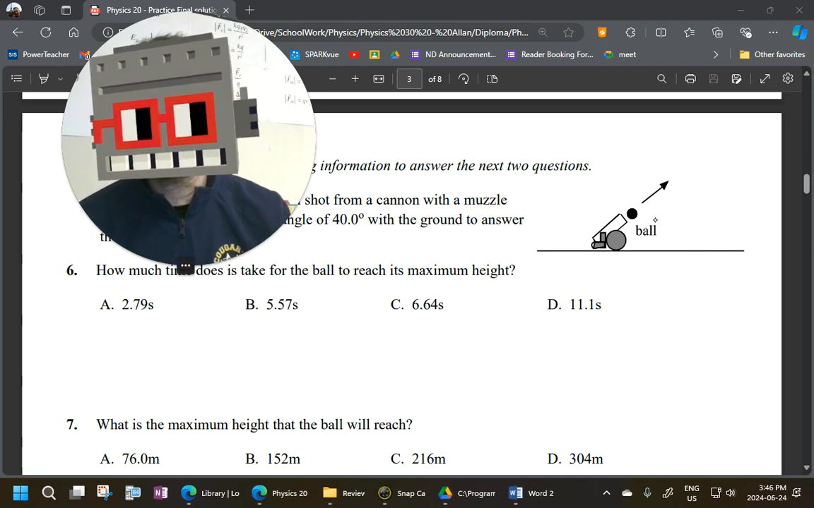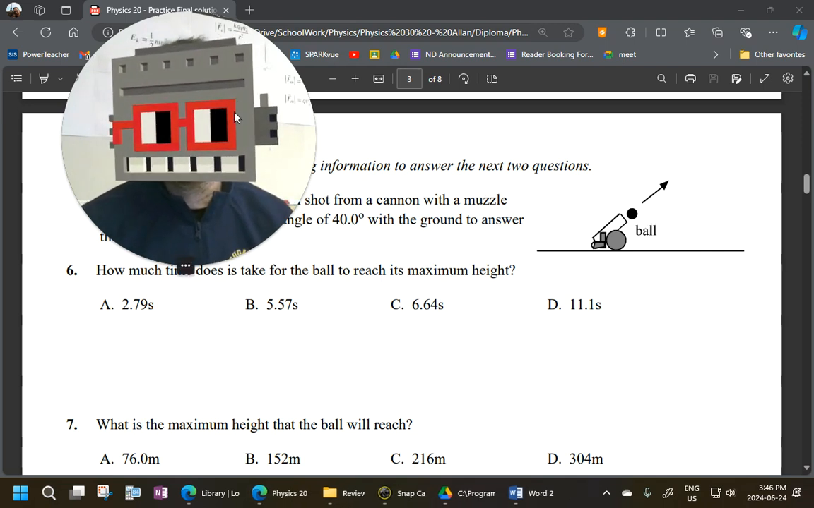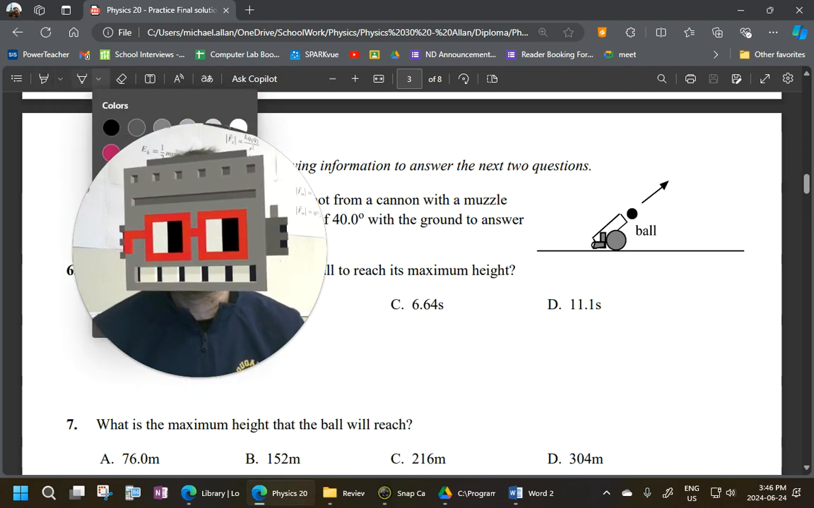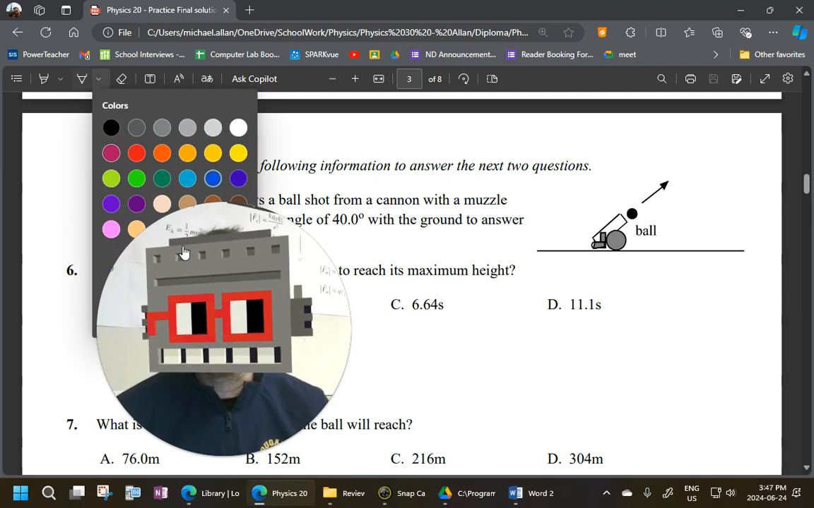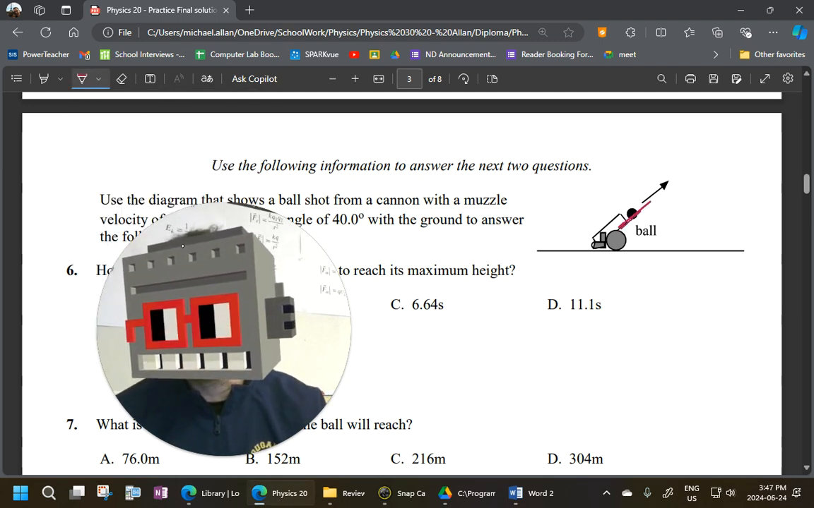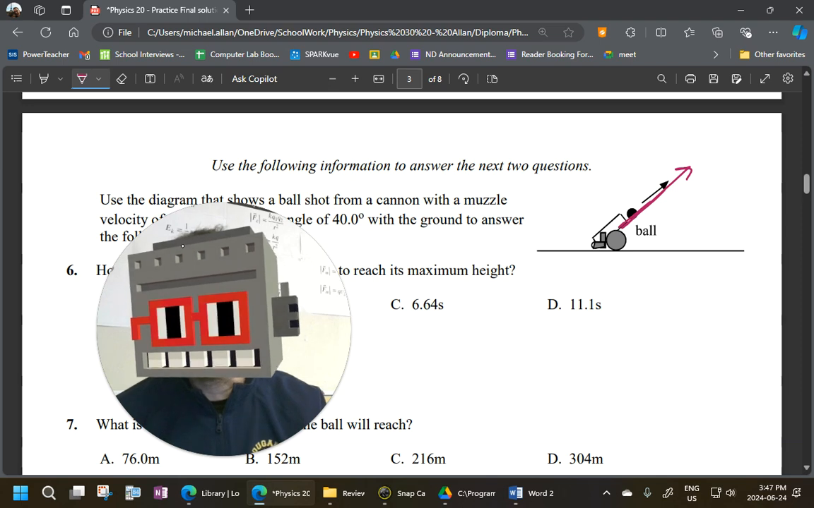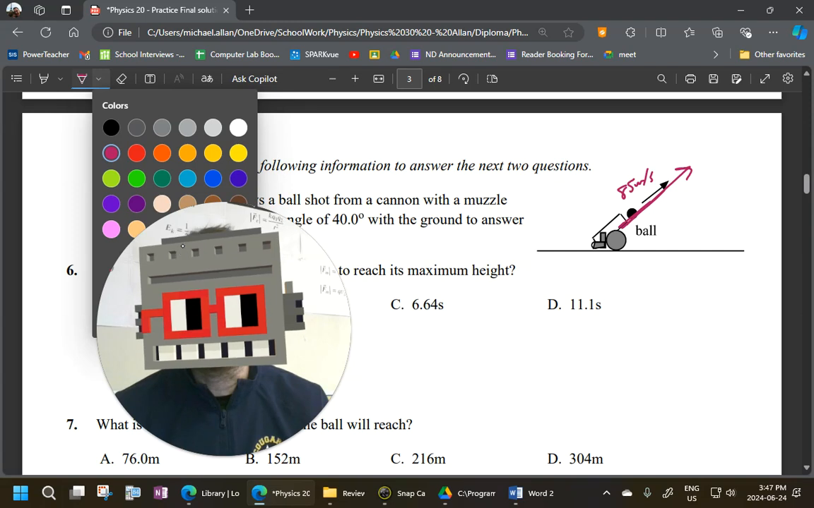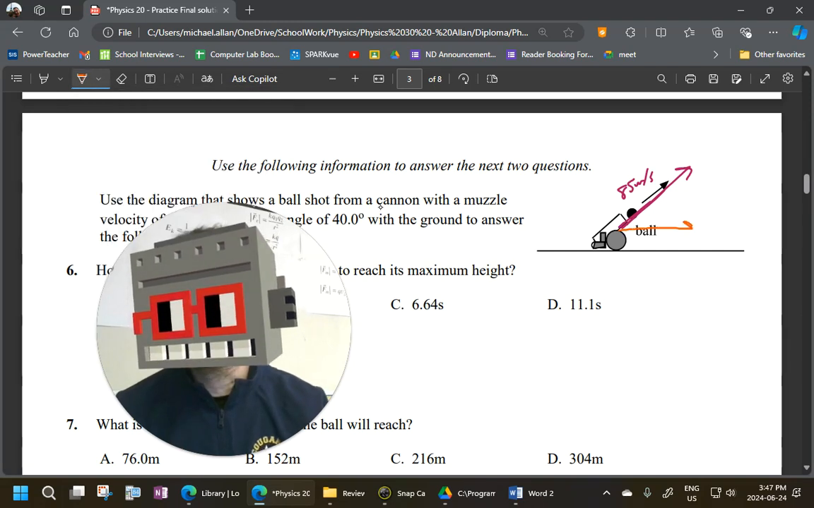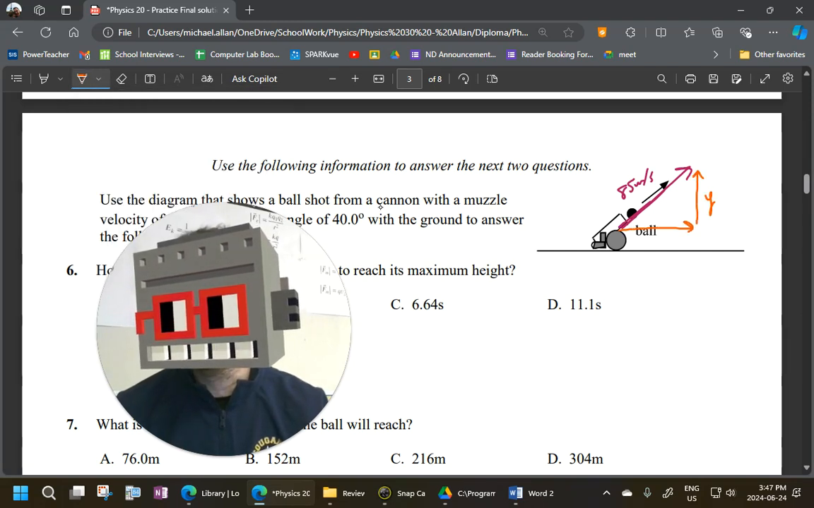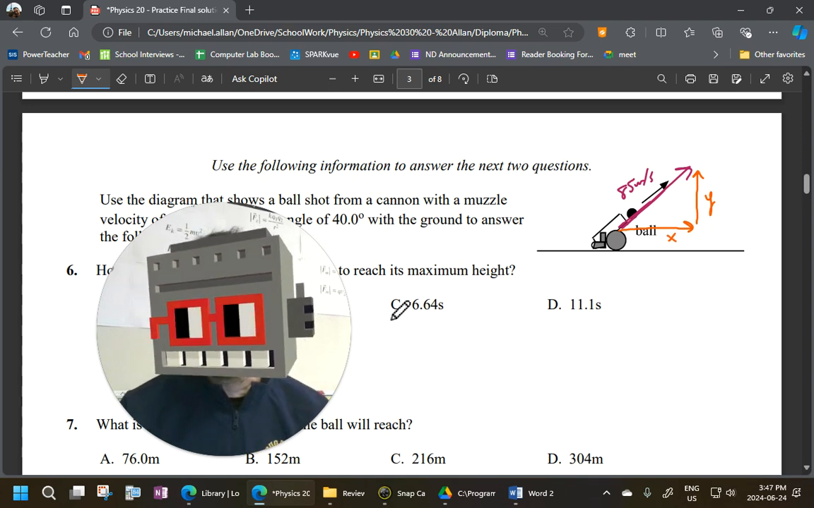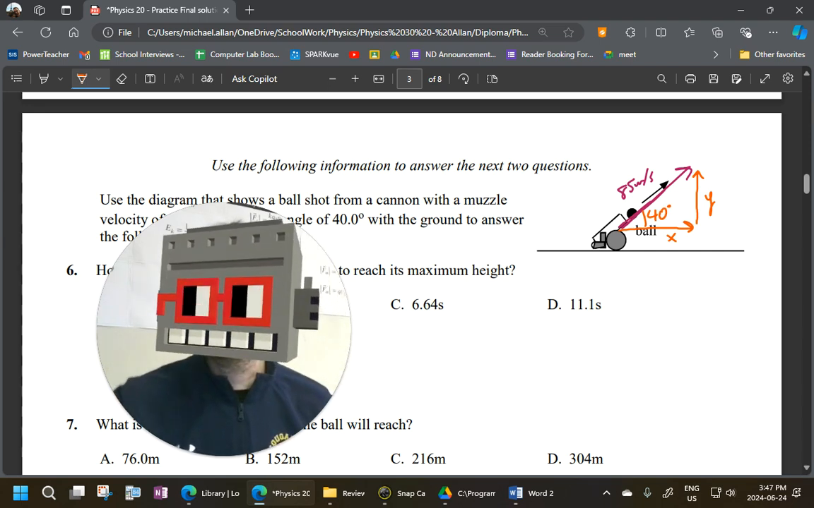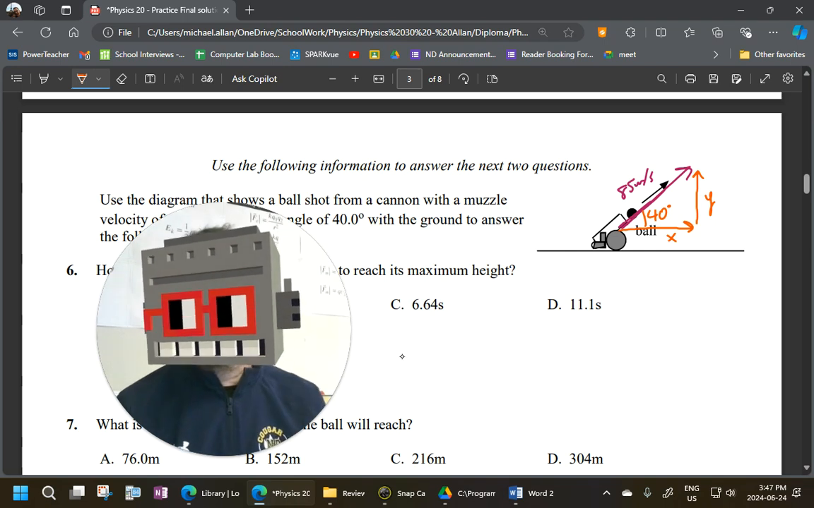But let me just draw out a little vector diagram first, because this is going to be one of those T-chart questions. We want to figure out the components of this velocity. Right now the velocity is 85 meters per second, and we have an X and a Y component to this. The Y component is the vertical and the X is the horizontal, and we're at 40 degrees. So I'm going to calculate our X and Y pieces.